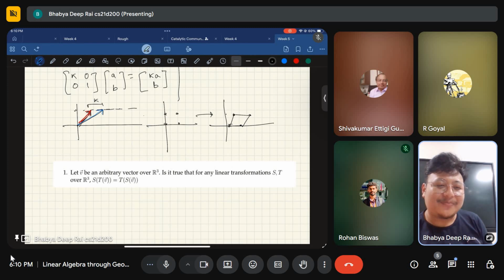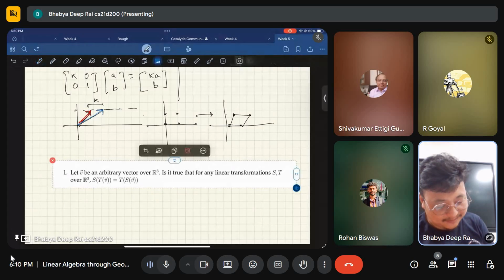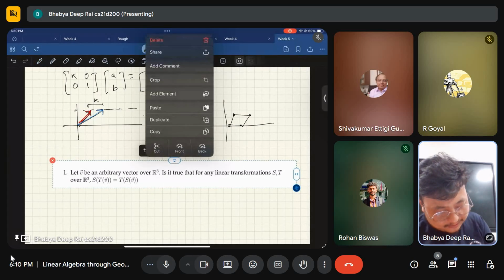Yeah. So to answer that, you can change the direction using linear transformations. Okay. Yes, yes. So that is about linear transformation. I'll just shift this guy to.